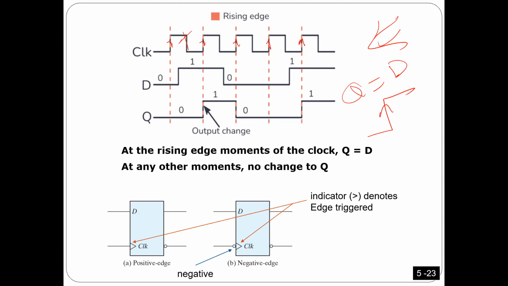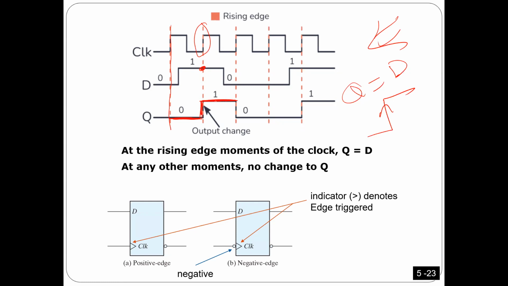So let's do it. Now here, for example, I'm gonna look at this first moment here. Okay. So at this moment, Q is equal to D. So it should be 0. And it's gonna continue until this moment. Now let's think about what's gonna happen at this moment. At this moment, now D is 1. So this one has to go to 1. And then it has to continue here.